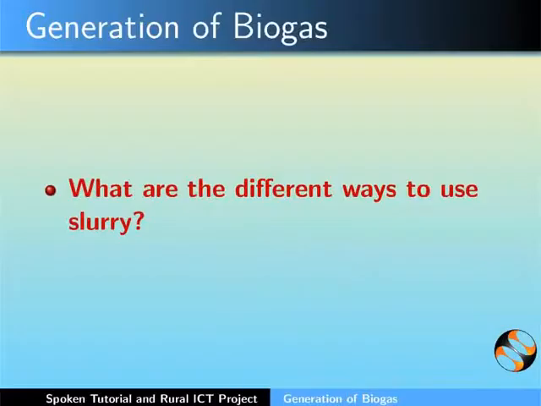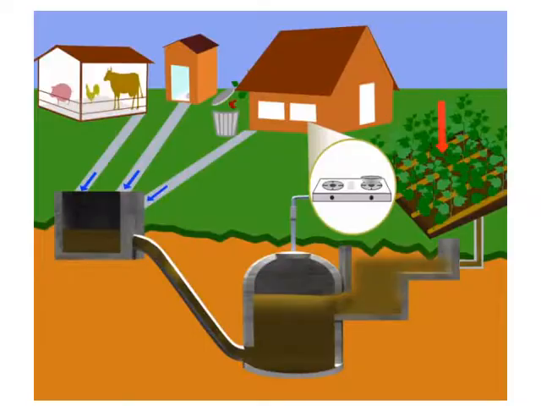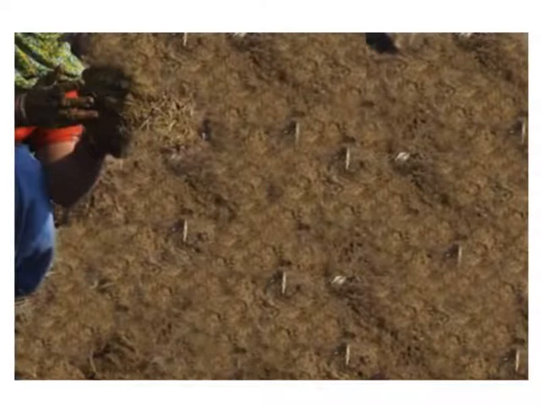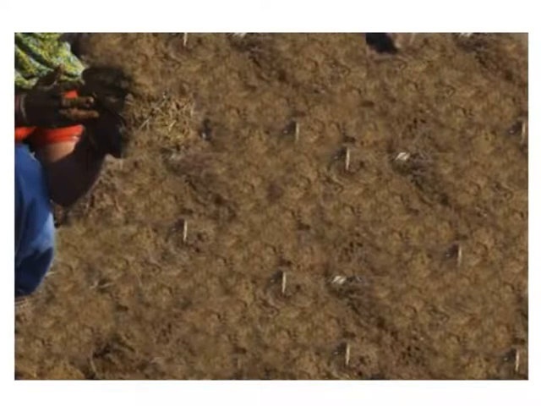The different ways to use this slurry are as follows. It can be directly sent into the farms through drains. It can be manually poured into the nearby fields, and it can also be dried in drying pits to be used as dry manure.